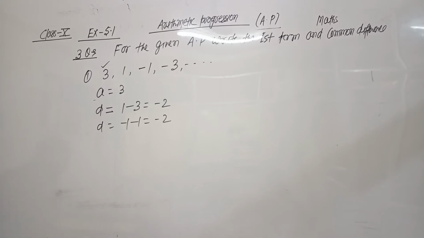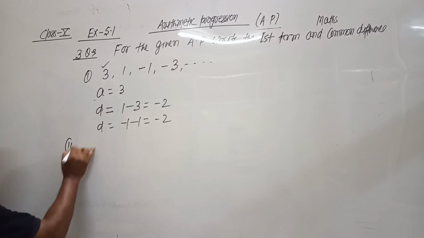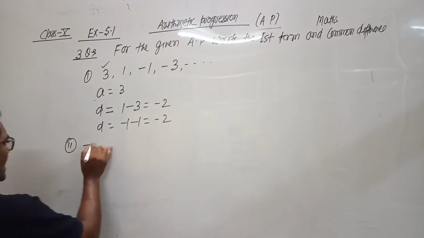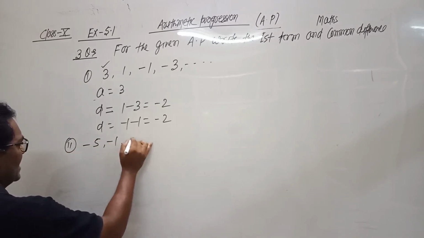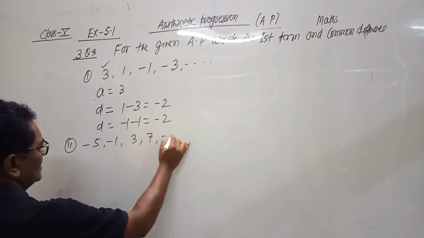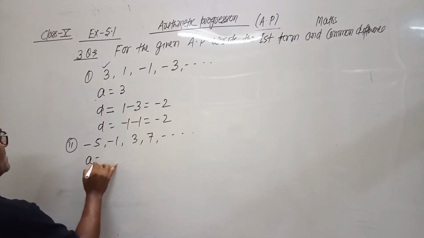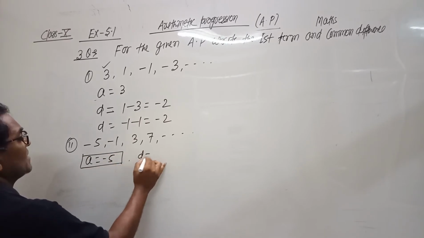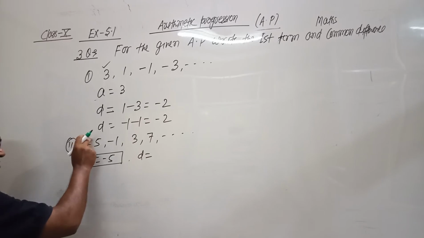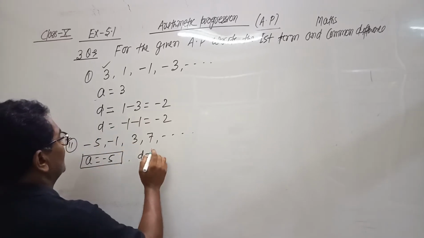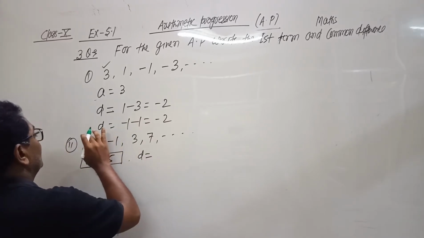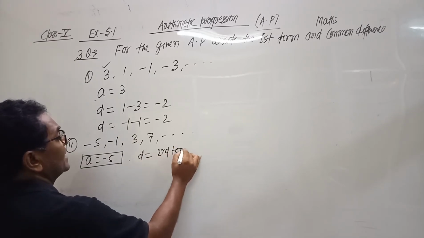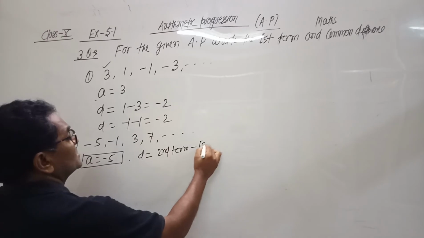See the second part. This is minus 5, minus 1, 3, 7, and so on. So the first term A is minus 5, and the common difference is found by subtracting the first term from the second term. So D equals second term minus first term.